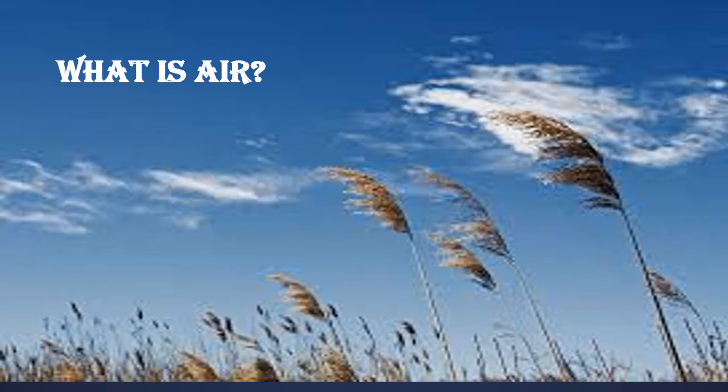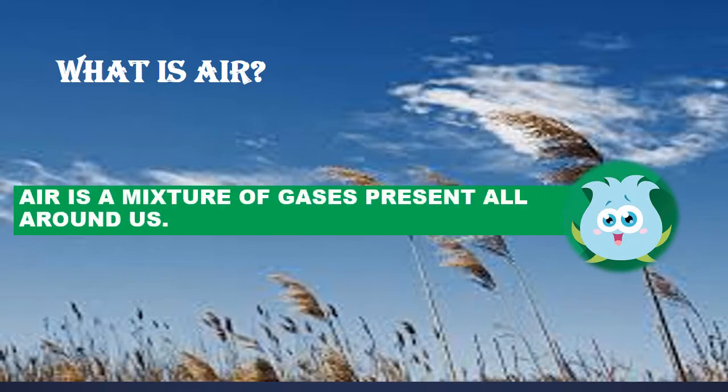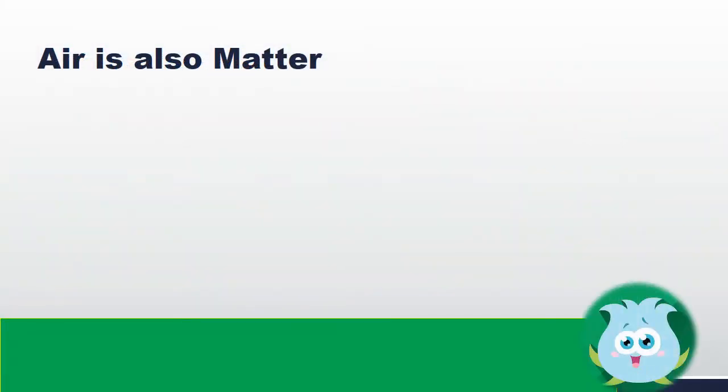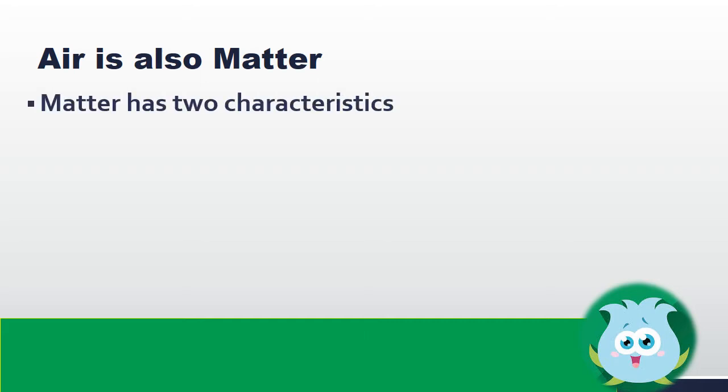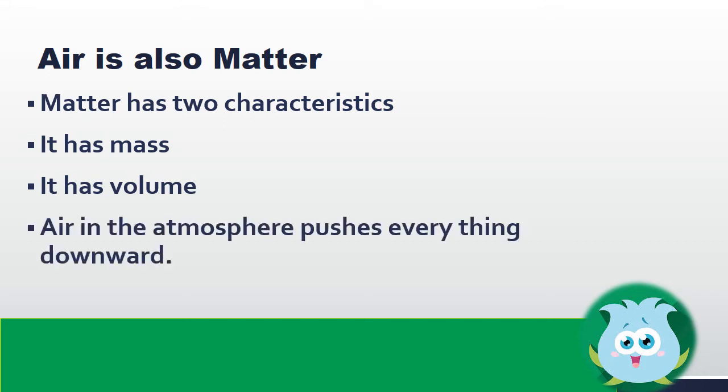Now, the first question we have is, what is air? Air is a mixture of gases present all around us. Do you remember? Miss Eric has told us that everything in the nature is made up of matter. Air is also an example of matter. Matter has two important characteristics. It has mass and it has volume. Air has mass and volume. That's why air in the atmosphere pushes everything downward.